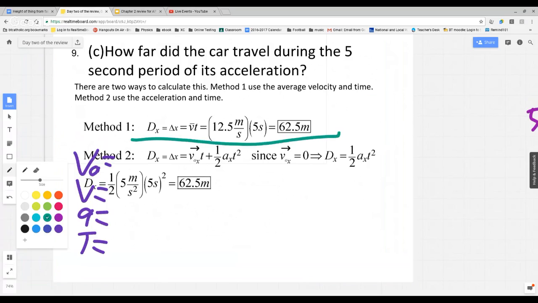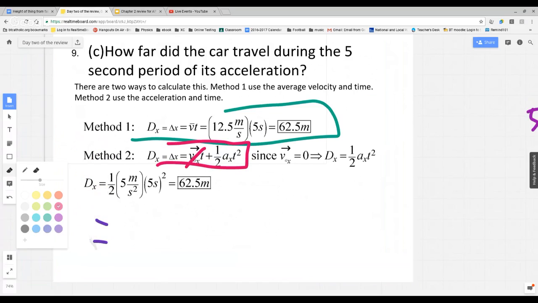All right, we just did that way. The other way is by using the whole distance equation right here. The initial velocity term is 0, so it goes away, and you're left with 1/2 a t squared. The acceleration was 5, your time was 5, and it turns out to be the same answer. As long as you have the average you can use it, but otherwise you have to find the average and then do it.